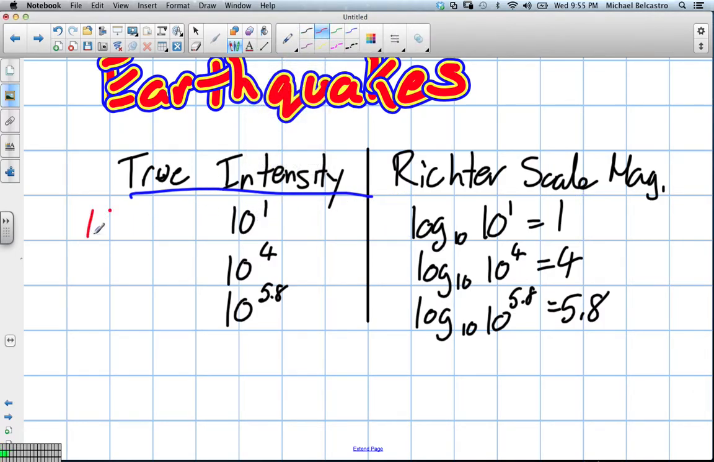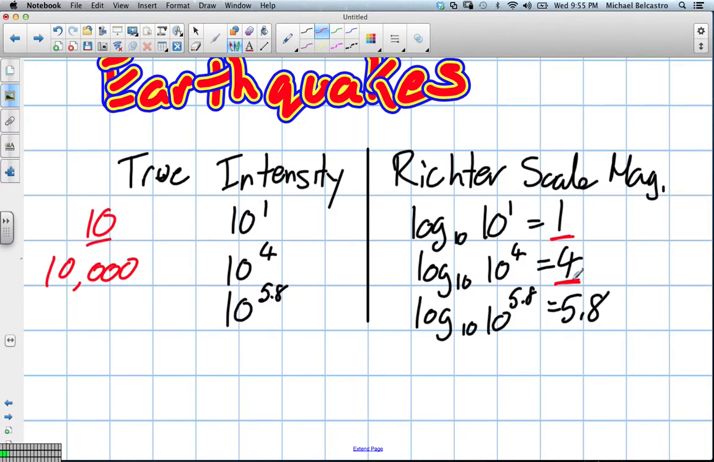10 to the power of 1 is just a 10, so we call it a 10. And on the Richter scale, that's written as log 10, so 10 to the power of 1 is 10. Well, 10 to the power of 1 of 10 is still 10. True intensity, 10 to the power of 4, well, that's 10,000. On the Richter scale, that's considered a 4. So, a 1 on the Richter scale is a 10.